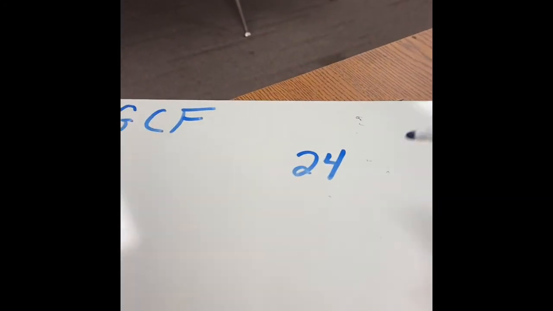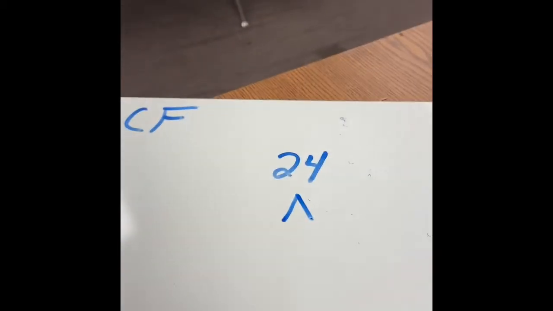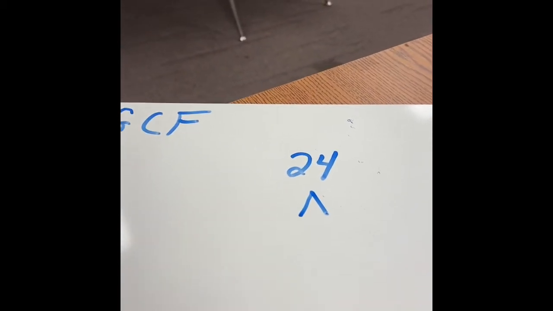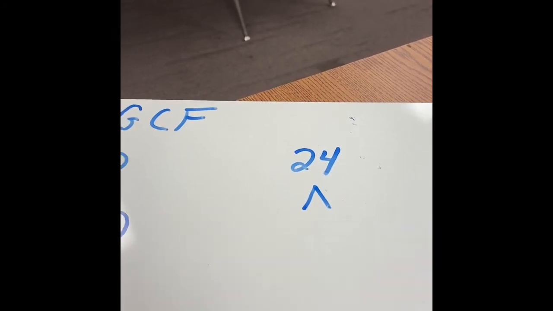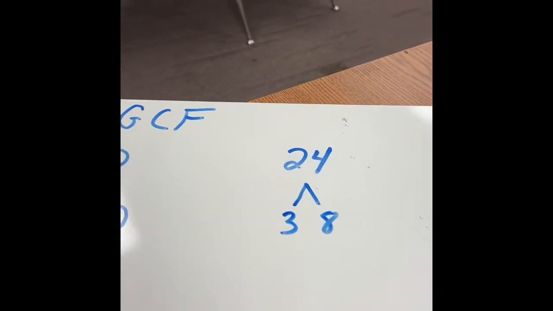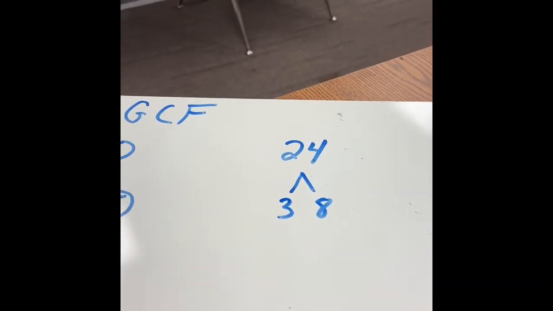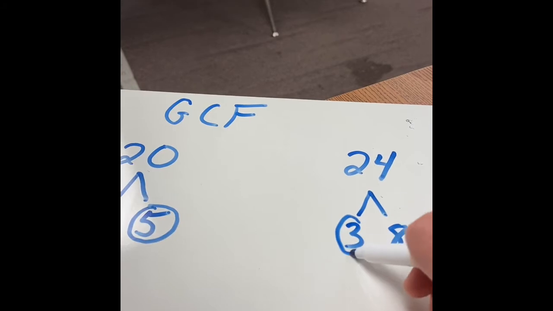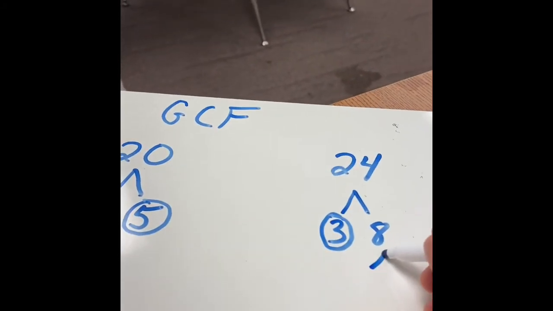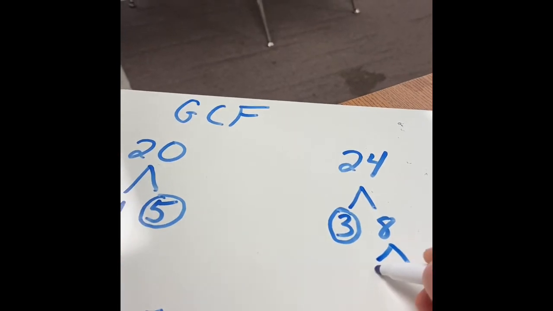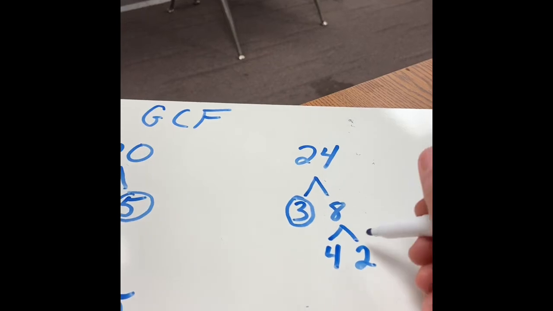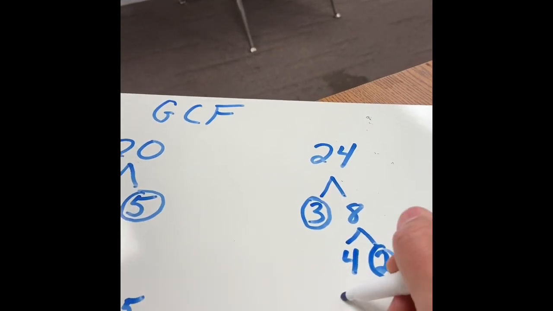Now let's look at 24. Same thing over there. You can use 4 times 6. You can use 3 times 8. You can use 2 times 12. We're just going to use 3 and 8. It's going to give you the same answer no matter which one you choose. 3 is prime because only 1 and 3 can go into it. 8 is not. So we have to factor 8 on down, which would be 4 and 2. Okay? 2 is prime. 4 is not.